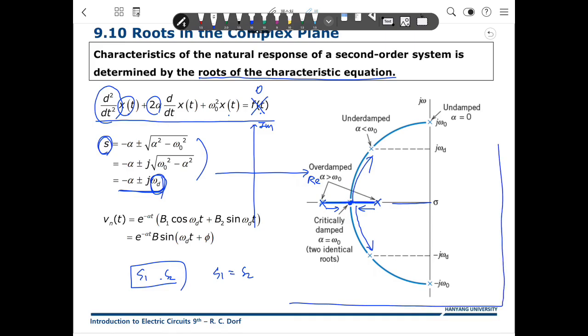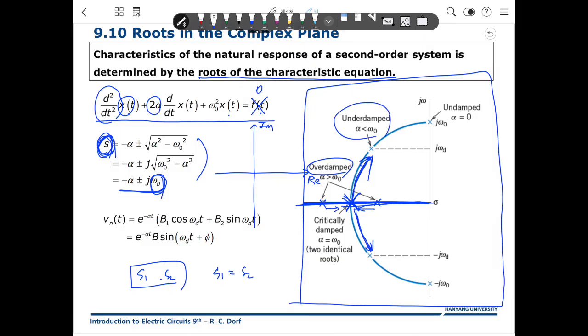So in this complex plane, when S is placed on the real axis, we call this overdamped. This point is the critical point, critically damped. If the roots start from above the real axis, with some imaginary values, we call that underdamped. They go up here and go out to here. That means alpha is 0. What is that? There is no resistance here, so it is an oscillation.